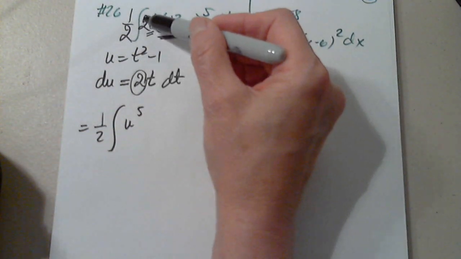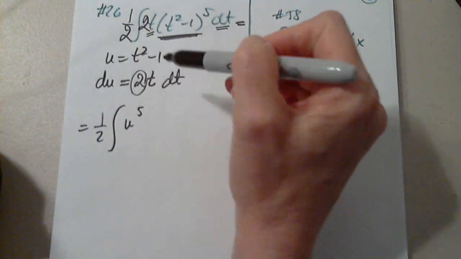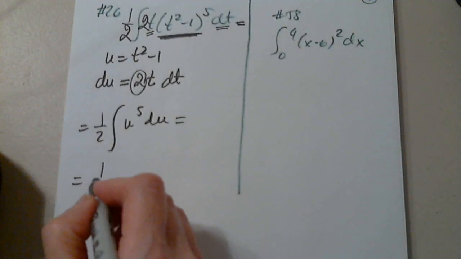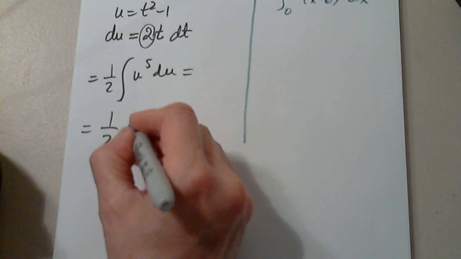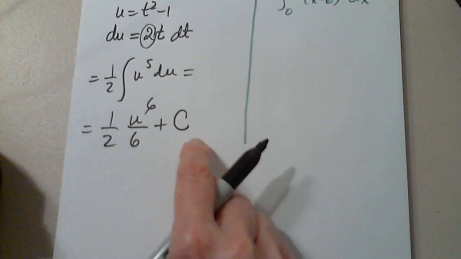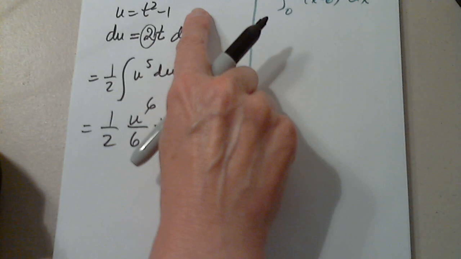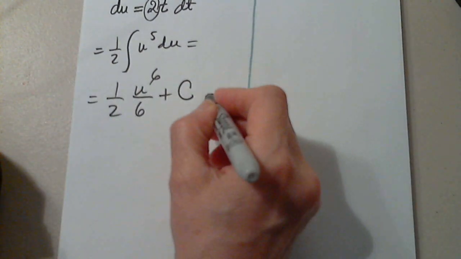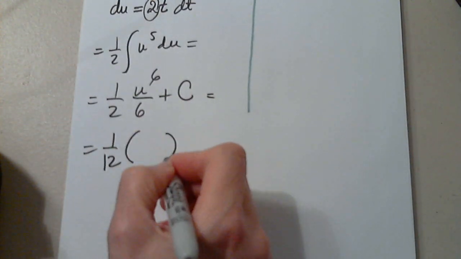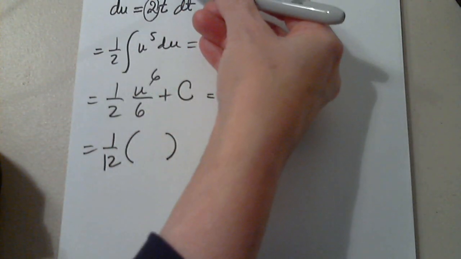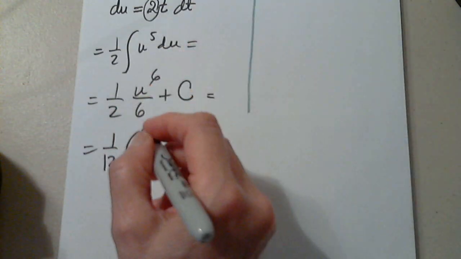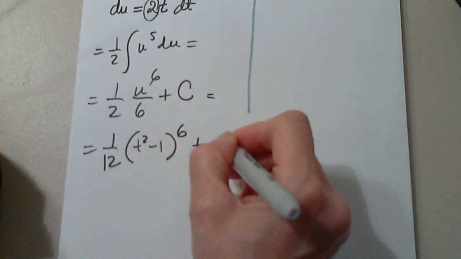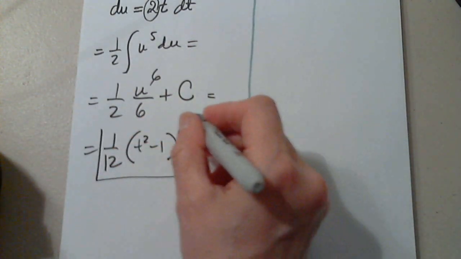What do we replace 2t dt by? du. Perfect, indeed. So this is 1/2 times the integral of u to the 5th du. Now we know how to address this: u to the 6th over 6. Do not forget the constant c. It's an indefinite integral. It's the most general antiderivative, right? Multiply these two. So we get 1 over 12. Put parentheses because we have to go back to the original notation. It's required for indefinite integrals. So we have (t squared minus 1) to the 6th power plus a constant c. And this is done.